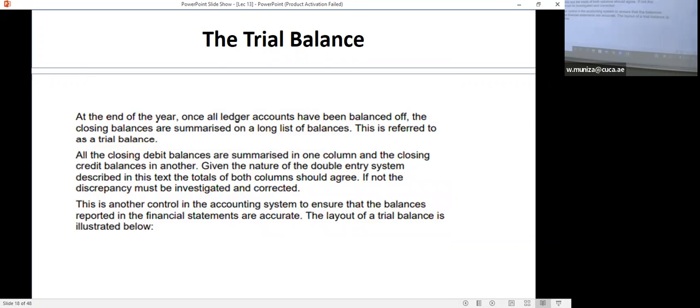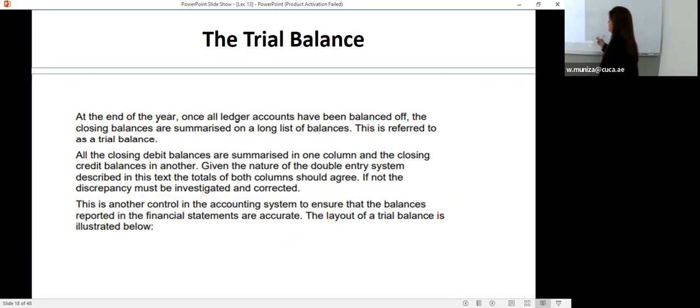Now, what is a trial balance? As I've elaborated, they are writing it over here also. They say at the end of the year, once all ledger accounts have been balanced off, the closing balances are summarized on a long list of balances. This is referred to as a trial balance.